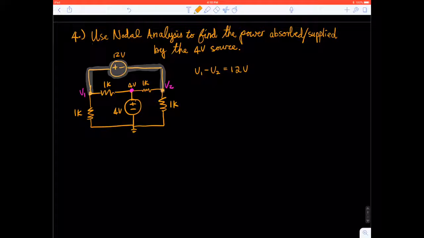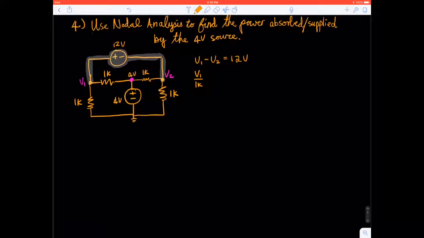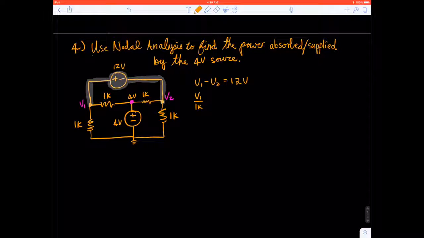Then for the sum of all the currents going in and out of the supernode, we'll write that out real quick, and that's just going to be V1 over 1K. That's for this guy right here. So V1 is really, this is 0 right here, so we're really saying V1 minus 0 over 1K. And that's right there. Moving on, we can also say V1 minus that 4-volt source over 1K.